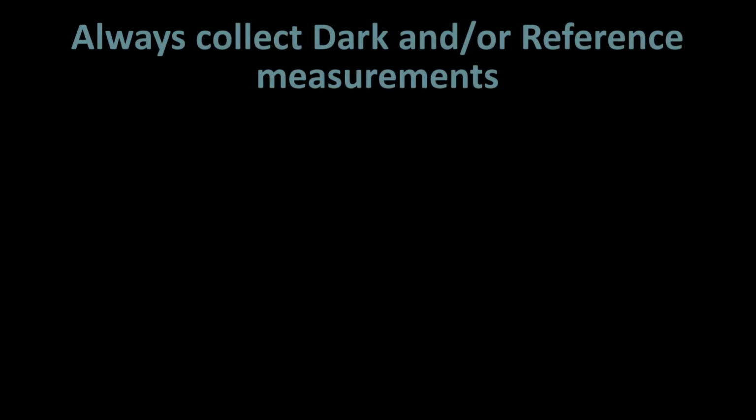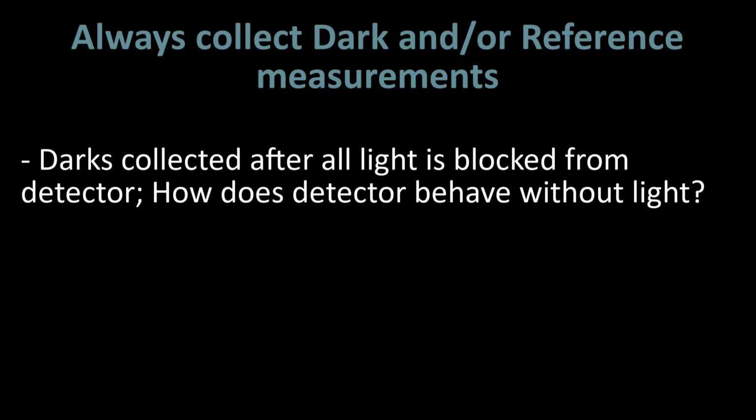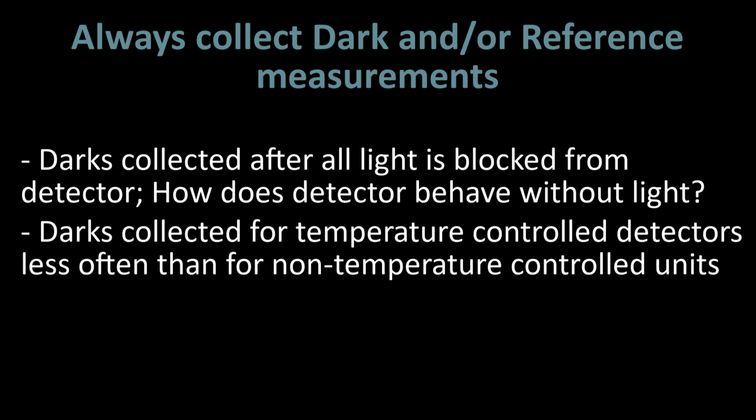For most of the spectroscopic techniques mentioned, it is always recommended to collect dark and/or reference measurements prior to collecting the actual spectral measurement. As a reminder, a dark measurement is collected after all light is blocked from the spectrometer's aperture and no light is allowed to reach the detector. This way, a record is collected of what the spectrometer's behavior is, so to speak, when light isn't part of the equation. Generally speaking, dark measurements are collected for temperature-controlled detectors.